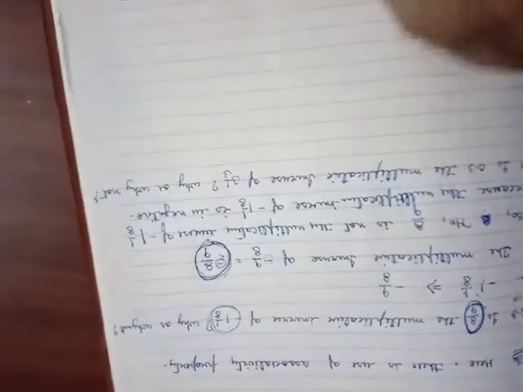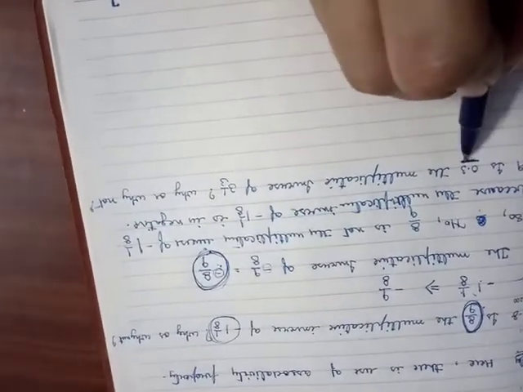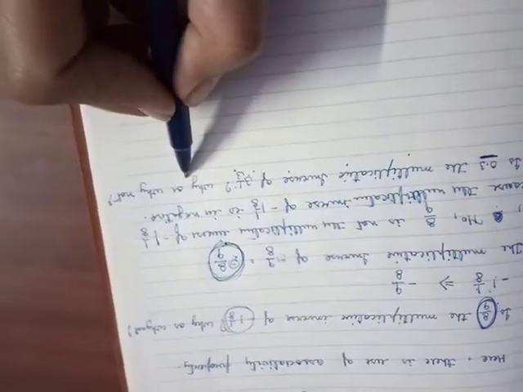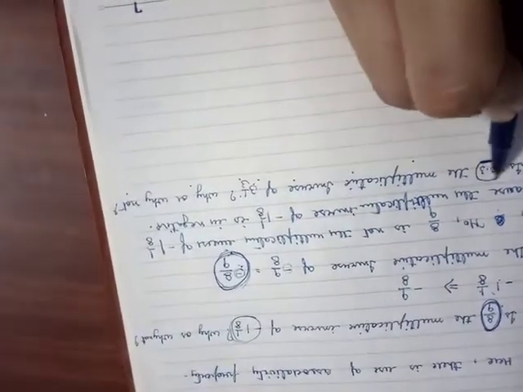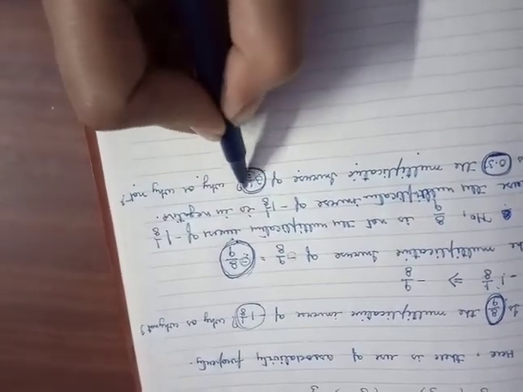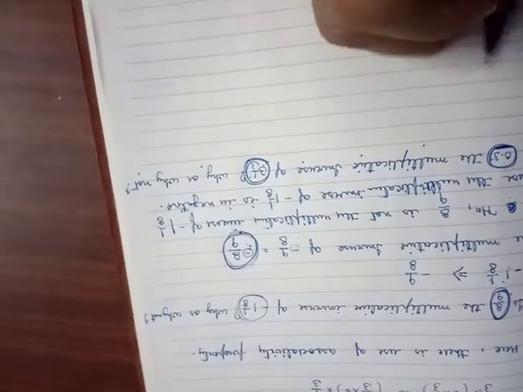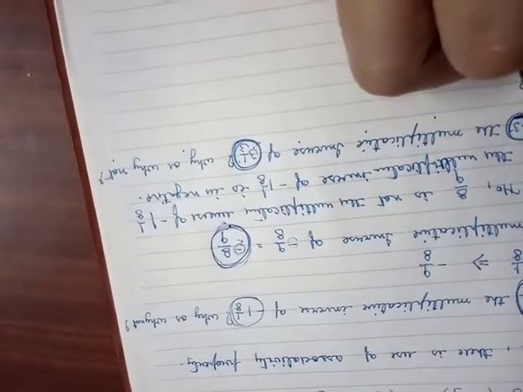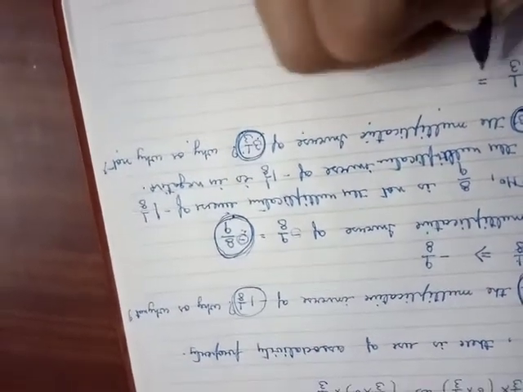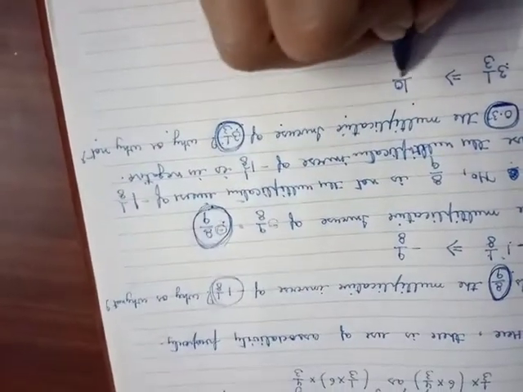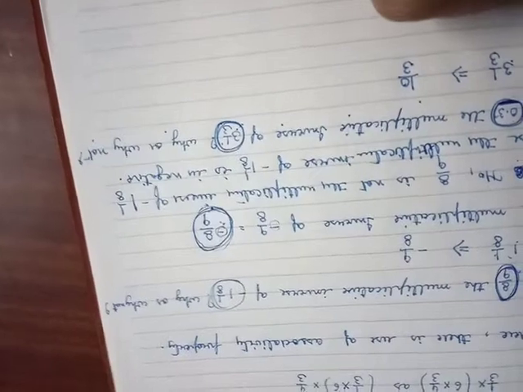Now let me start the next question. Same as we did here, question 9 is: is 0.3 the multiplicative inverse of 3 1 by 3? Why or why not? Now you have to find the multiplicative inverse of 3 1 by 3. Now let me start our answer. First write the number 3 1 by 3 equals 3 threes are 9, plus 1, 10 upon 3. Now find the multiplicative inverse.